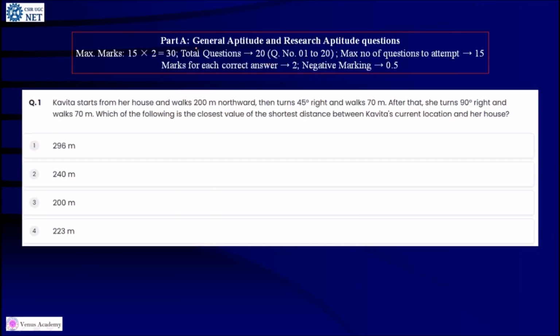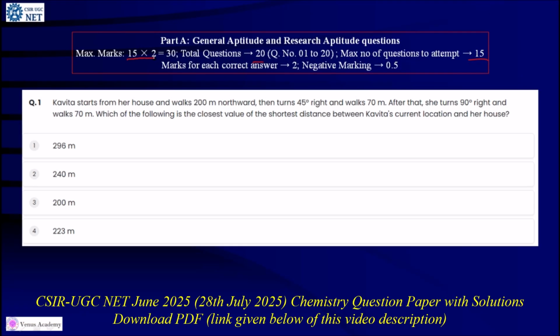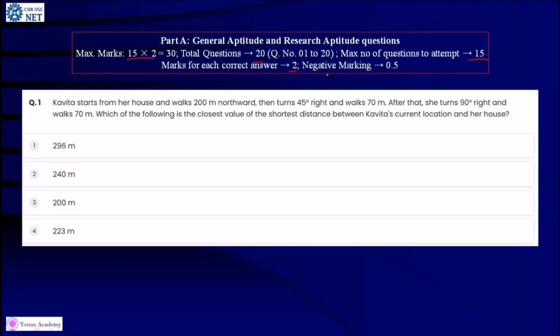Part A, General Aptitude and Research Aptitude questions. This section consists of 20 questions, out of which you are supposed to answer any 15 questions. The first 15 questions will be considered for awarding marks, and for each correct answer you are going to get 2 marks. That means in total you will get 30 marks. Marks for each correct answer is 2, while if you make any wrong answer, you are going to lose 0.5 marks. Let's see the questions.